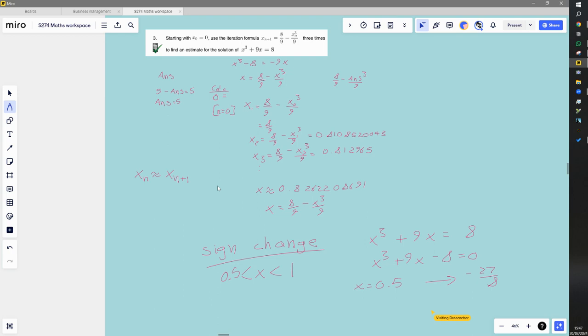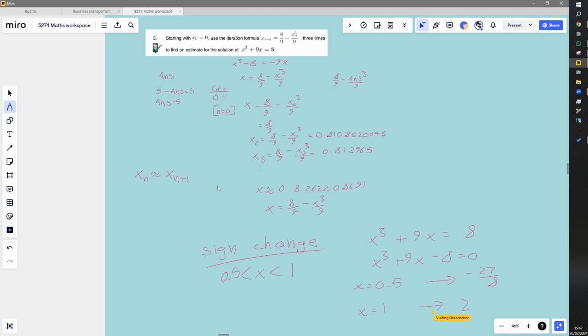Okay. Now let's see what would happen if x is equal to 1. So I have put that value in. It's just going to be 1 plus 9, which is 10, minus 8. So that gives us 2. So this is what we mean by a sign change.